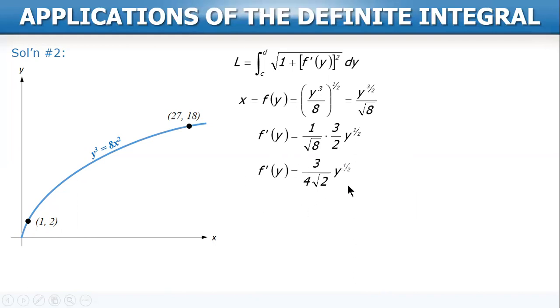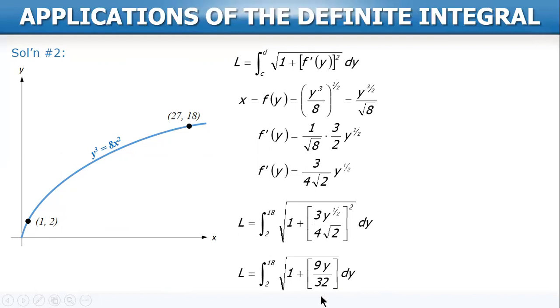So let's substitute this into the formula for L. Okay. So, square it. 3 squared is 9. Y raised to 1/2 squared is simply y. Well, the denominator 4 squared is 16. Square root of 2 squared is 2. 16 times 2, you have 32. The limits are in y, so it's dy, from 2 to 18. It's 9y over 32. Now, this is very simple.